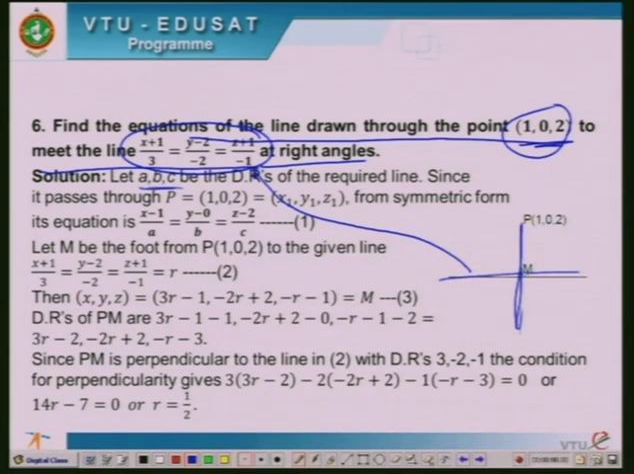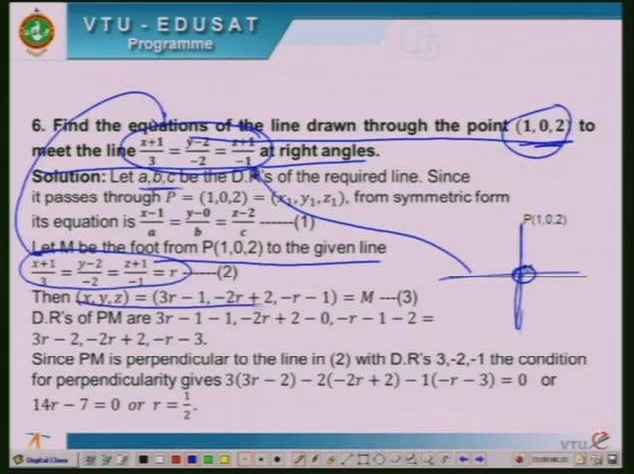How to do that? Assume that M is the foot of the perpendicular from the point P (1, 0, 2) to the given line. This is the given line. Assume that this M, which is the point of intersection, is the foot of the perpendicular from the point P. Equate each ratio in the given line to a constant r, because once you equate to a constant r, you get any point on the line. You can assume this point to be in particular the point M itself. So, that gives you, as in the previous examples illustrated, M as (3r minus 1, minus 2r plus 2, minus r minus 1). Now, how do you find r?